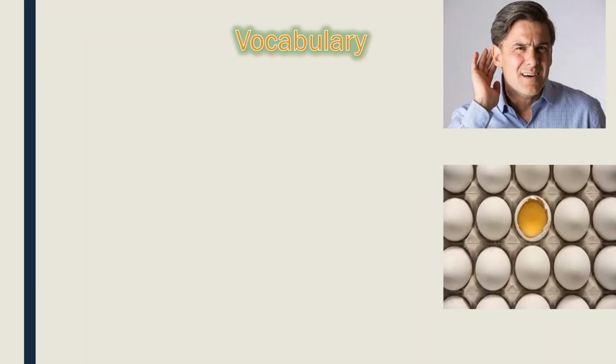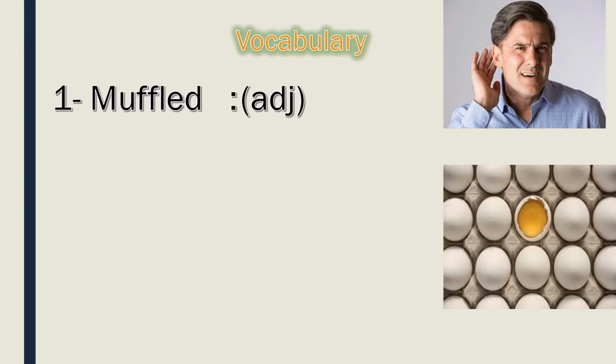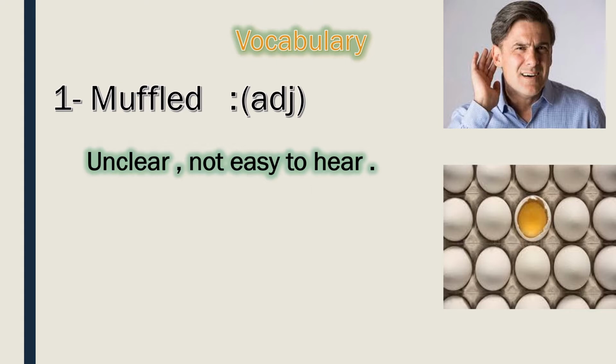And now let's start with the meanings of some words and phrases. I have the adjective muffled. What do you mean by muffled? When we say it is a muffled sound, okay? So what do you mean by muffled sound? Excellent. It is unclear or not easy to hear, okay? Muffled يعني صوت مكتوم. مكتوم يعني ما بيكون واضح أو بيكون مو سهل علينا إنه نسمعه.